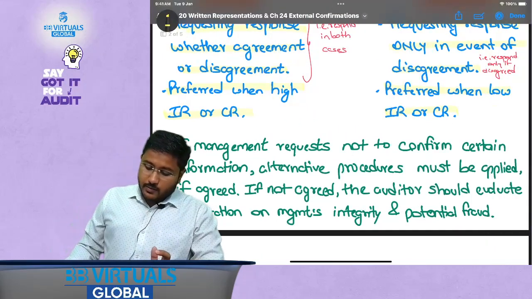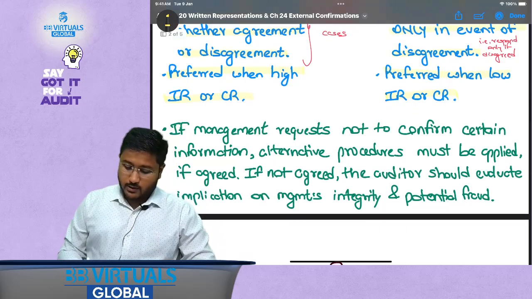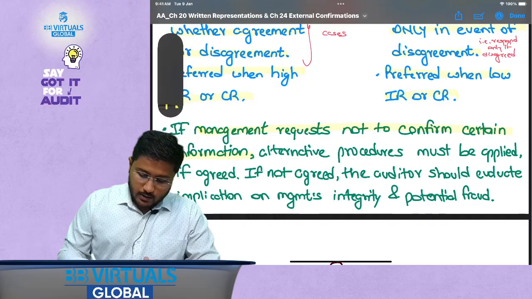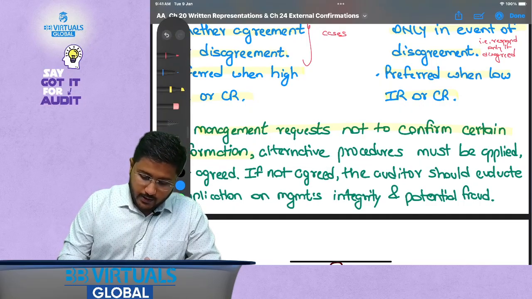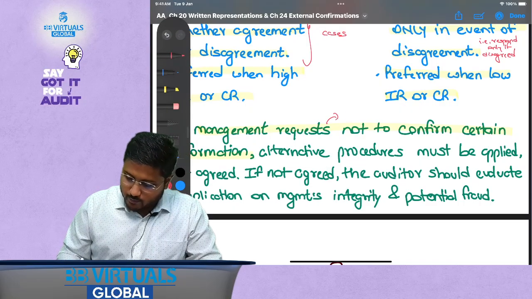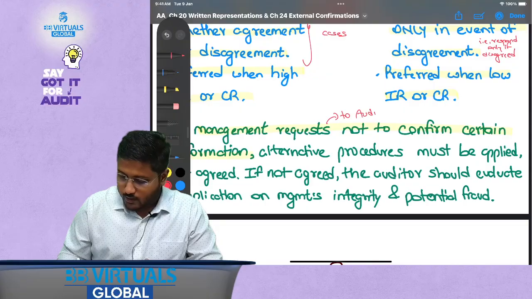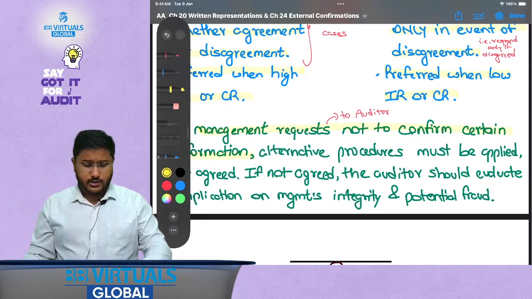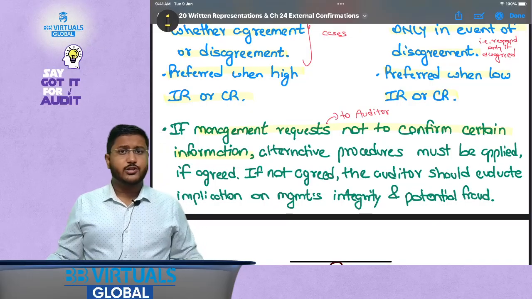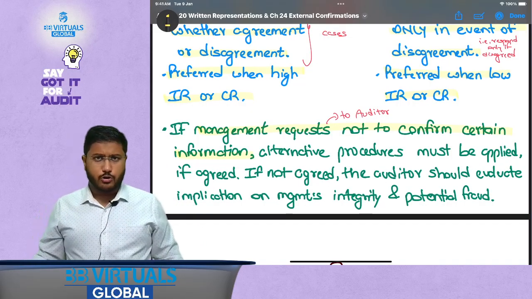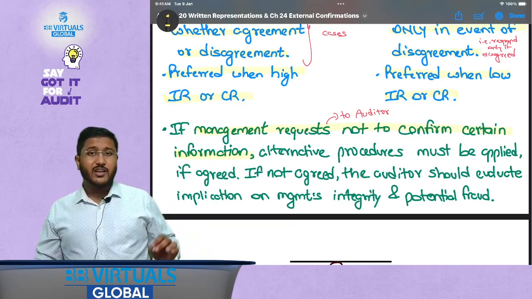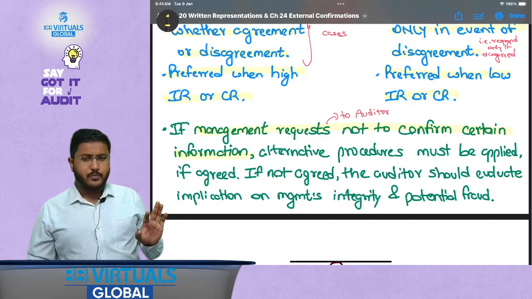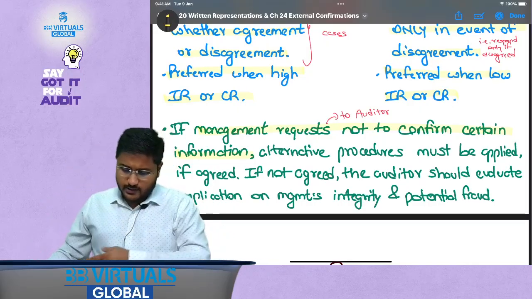Now, if management requests not to confirm certain information, management requests to whom? This is very important to understand here. Management requests to the auditor. Not in that management authorization letter; management cannot write in that authorization letter that you do not need to respond. That could not be done. But management could definitely come to the auditor and say that we request you not to confirm this particular information, say for inventory, say for fixed assets and so on.